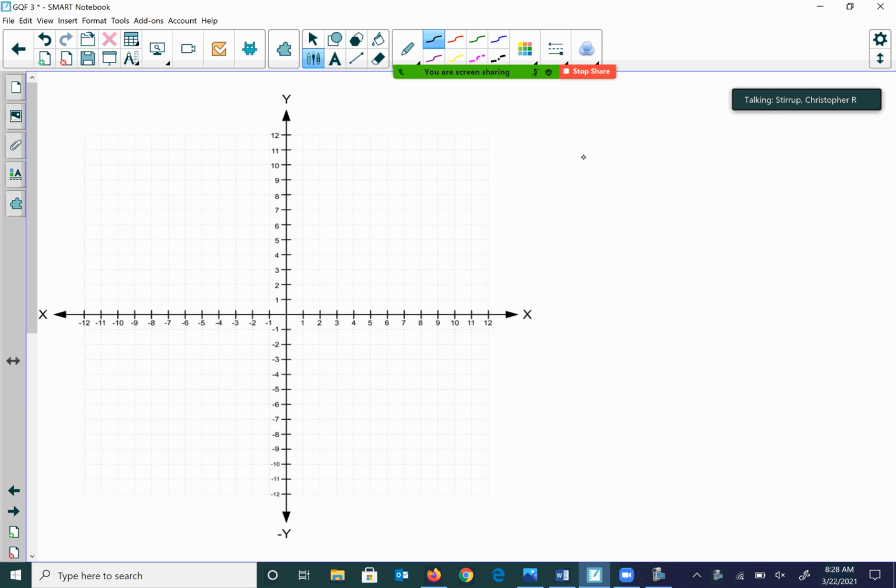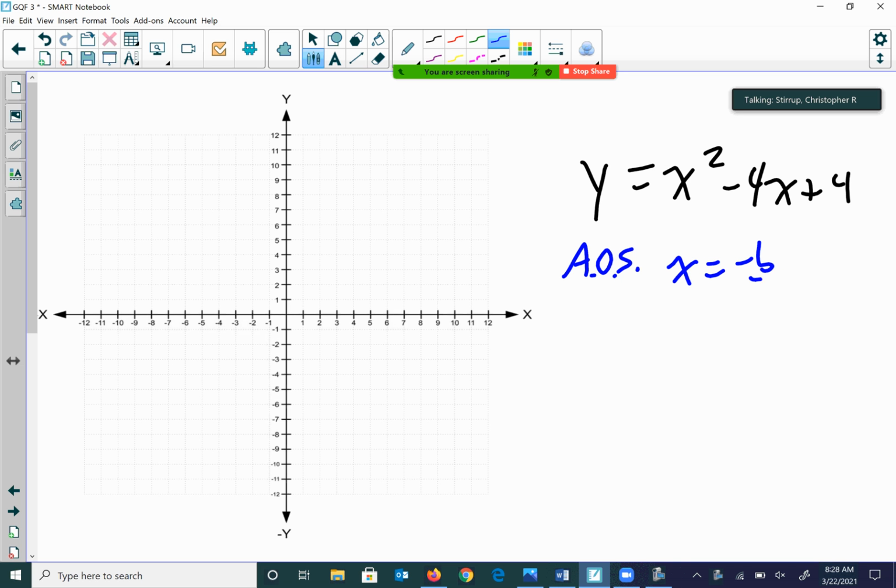So problem number 1 on page 53 is y equals x squared minus 4x plus 4. The first thing we're going to do is find the axis of symmetry, which we called AOS. So that's x equals negative b over 2a. My a value is equal to 1. My b value is negative 4. My c value is equal to 4.